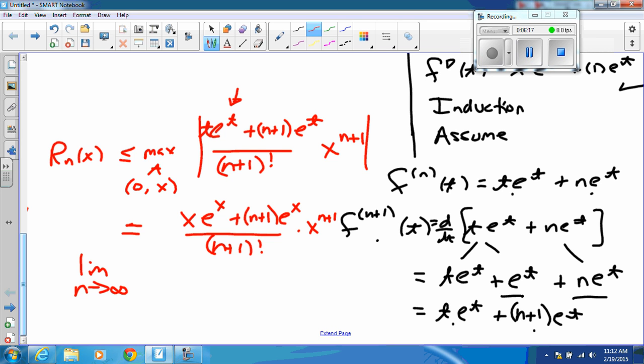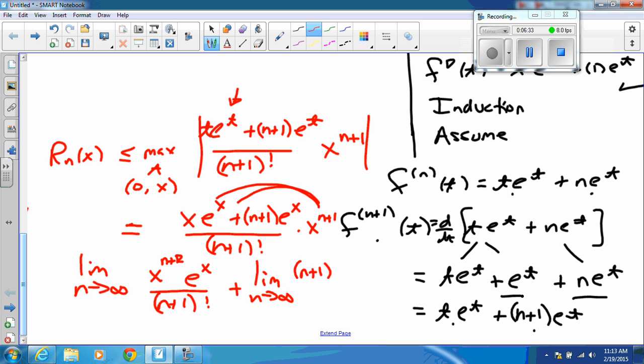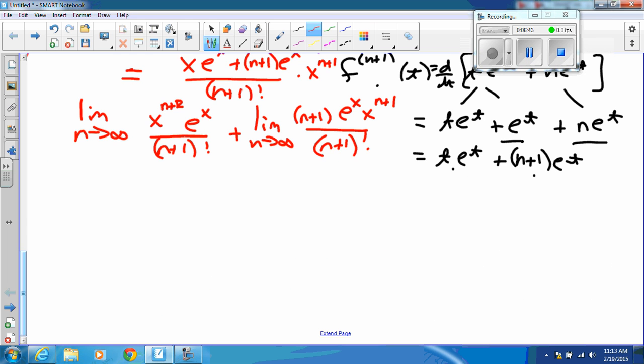Let's split up our terms here and see how they shake out. Our first term, distributing, is going to be x to the n plus 2 e to the x over n plus 1 factorial. And our second term is going to be n plus 1 times e to the x, x to the n plus 1 over n plus 1 factorial.